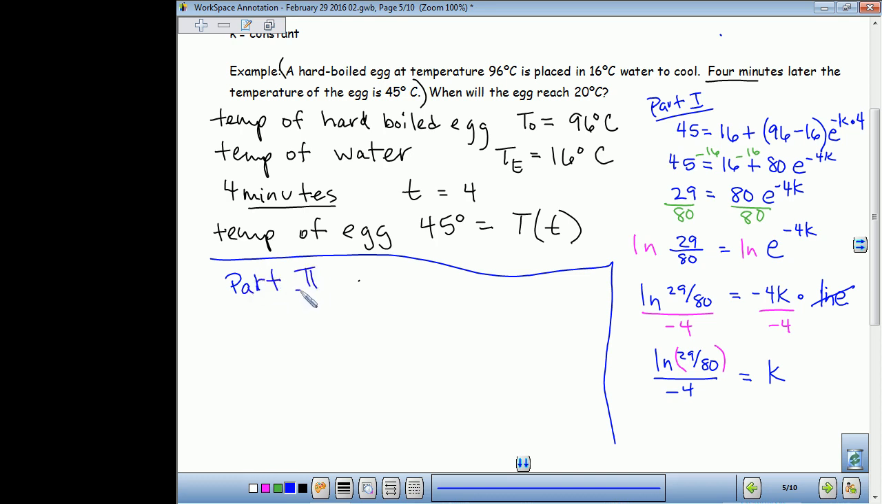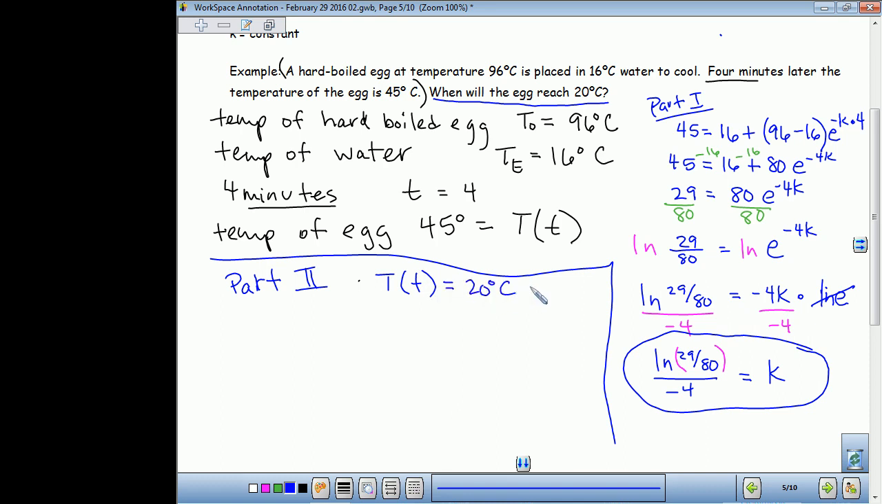Part 2. So after we find k, just like we had to do on that half-life formula on the quiz, we had to find k first, didn't we? Yeah. So if we found k first, then we can answer the question. When will the egg reach 20 degrees? So now we have a new T of t. Our T of t is 20. This is the ugliest number I have ever seen. And what we want is the approximate time. When does it hit 20?